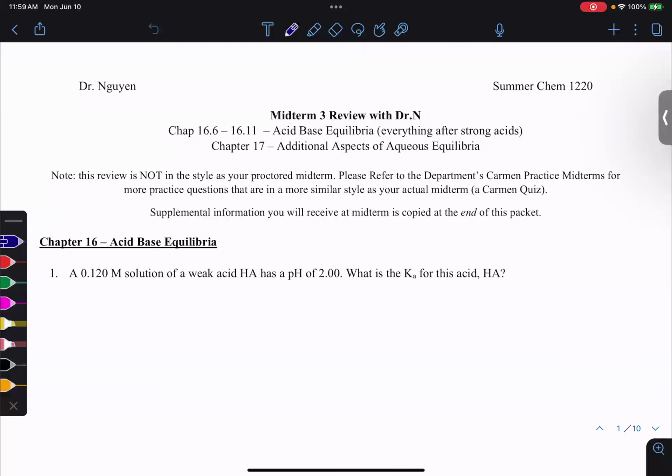So don't forget. Okay. Whatever. Okay. Does everyone have the packet? Do you know where to find the packet? It's the event. Yeah. All right.